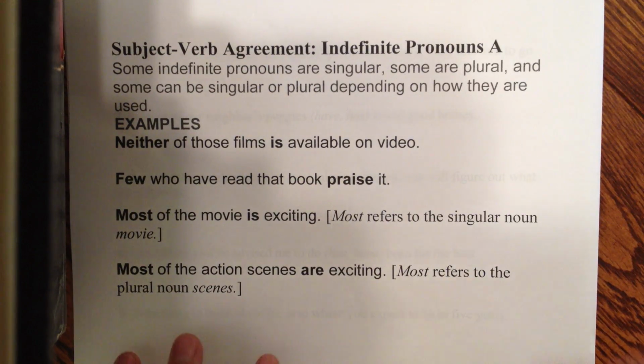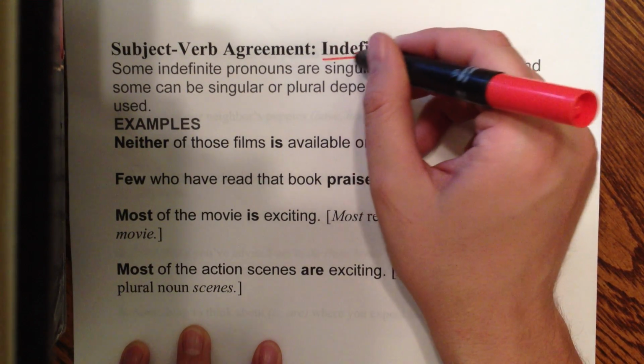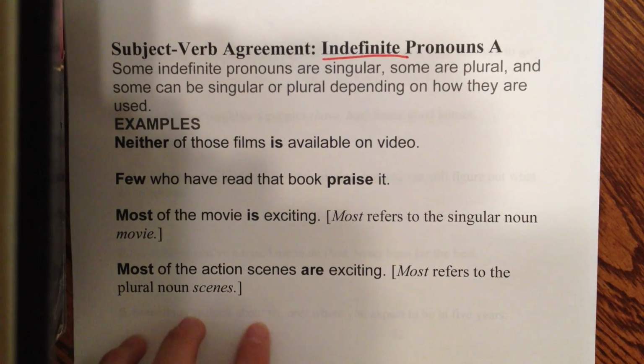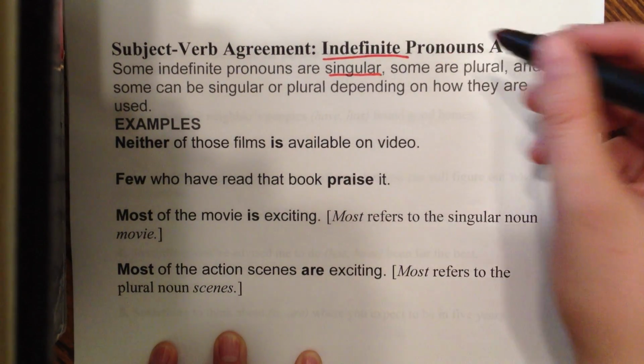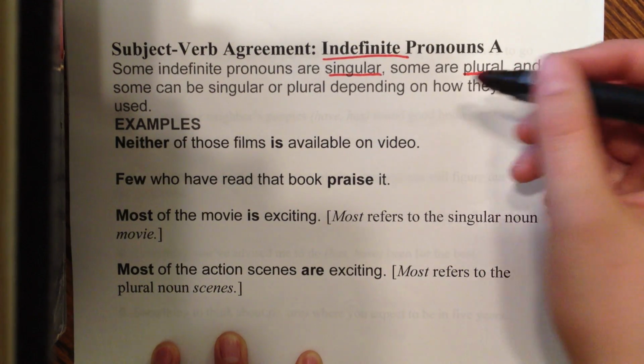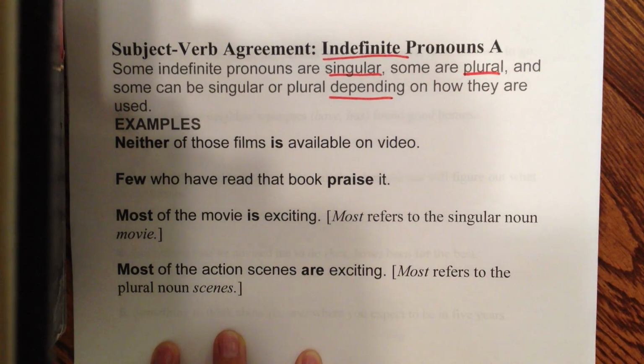So an indefinite pronoun is a pronoun that could refer to any of many people, places, or things. You use pronouns like these when you're uncertain of who is doing something, usually. Some indefinite pronouns are singular, some are plural, and some can be singular or plural. So there's three types. There are singular indefinites, there are plural indefinites, and then there are ones that depend.